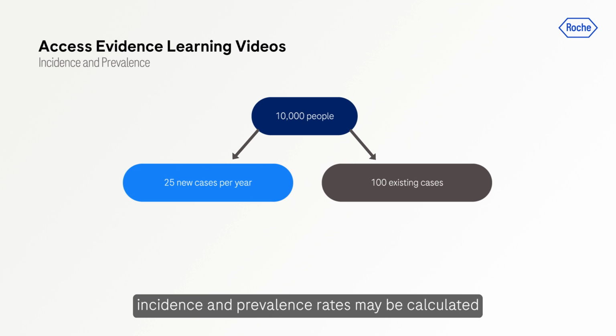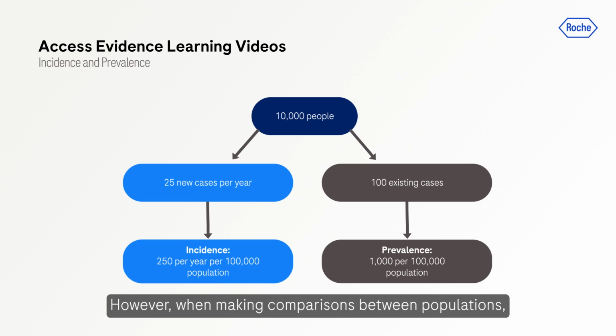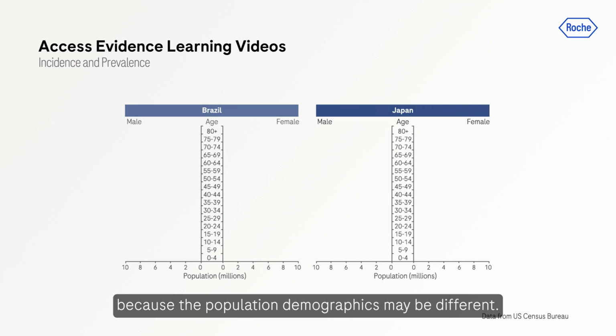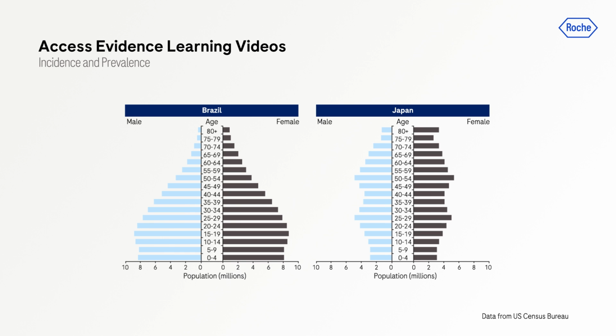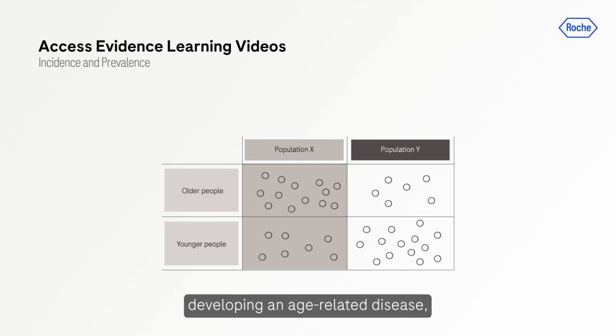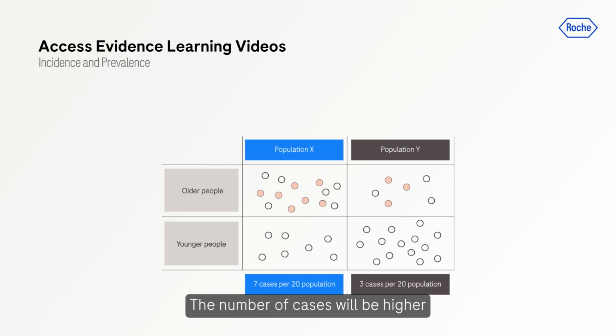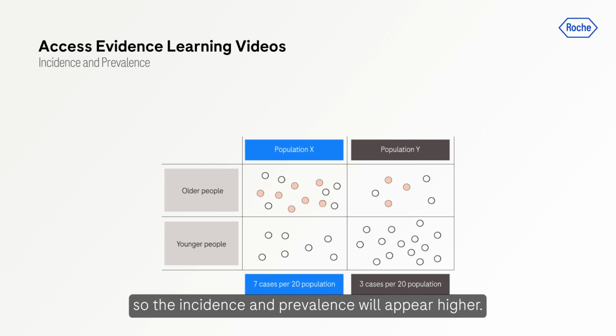In their simplest forms, incidence and prevalence rates may be calculated from the absolute figures in the given population. These are known as crude rates. However, when making comparisons between populations, crude rates may be misleading because the population demographics may be different. For example, in a population with a relatively large proportion of older people, there are more people at risk of developing an age-related disease. Even if the risk of each older person developing the disease is the same, the number of cases will be higher than in a relatively young population, so the incidence and prevalence will appear higher.